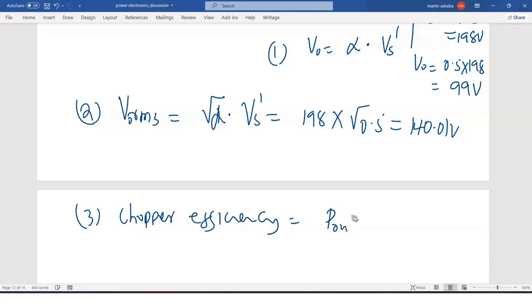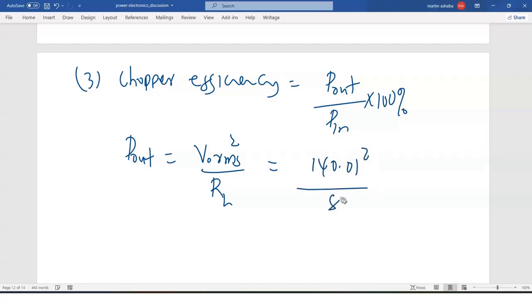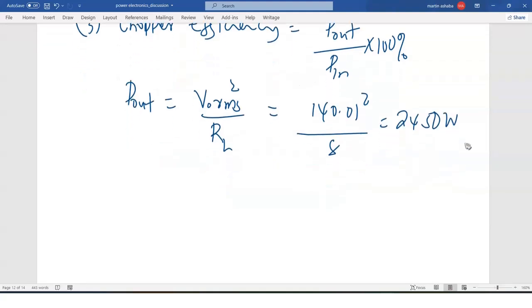So the chopper efficiency is equal to power out divided by power in times 100. So what is the power output? The power output is defined by the VRMS of the output voltage squared divided by RL. The VRMS squared is 140.01 squared divided by 8. If we do that, what is this value going to give us? This is giving us 2450 watts.